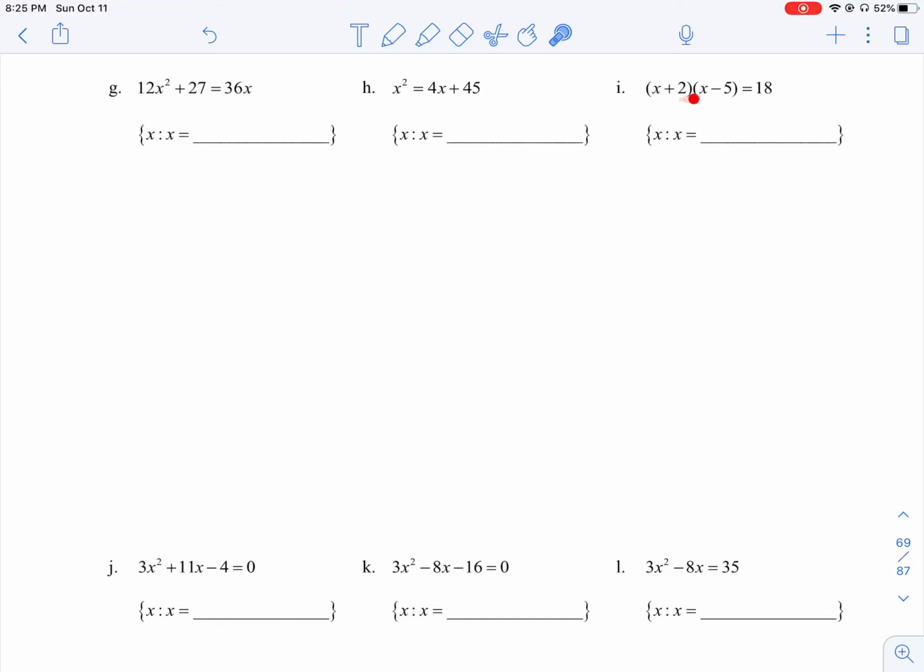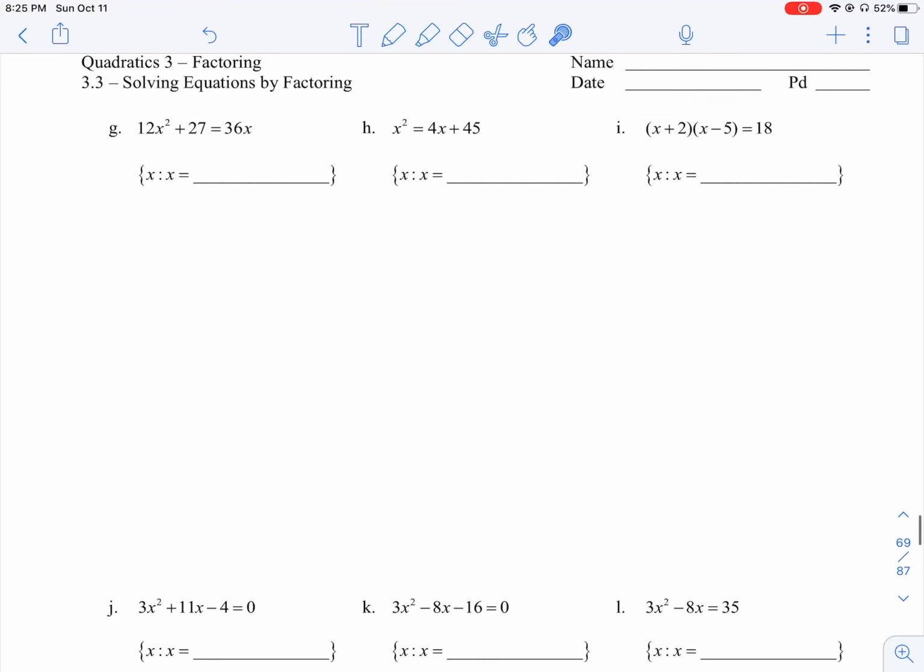In here, a little bit challenging because they're in factored form. So the first step here is to FOIL x plus 2 and then x minus 5 first. You know what FOIL is, right? This is Quadratics 3.1, where I taught you how to do FOIL or how to do rainbow or how to do it using the box method. So that's what you're gonna do first, and then you're gonna move the 18 after.